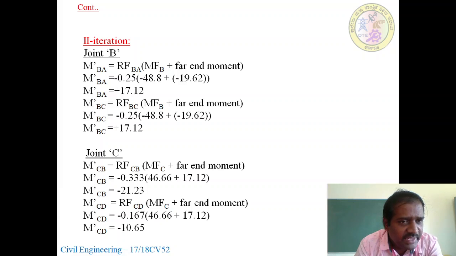M dash BC is the far end for CB, joint C. Now here, m dash CB is equal to rotation factor of CB times MFC plus far end moment. So m dash CB is equal to minus 0.333, the rotation factor, into 46.66 plus m dash BC, the far end value for joint C, 17.12. So it is 21.23, 10.65.